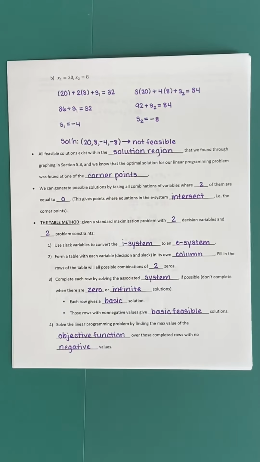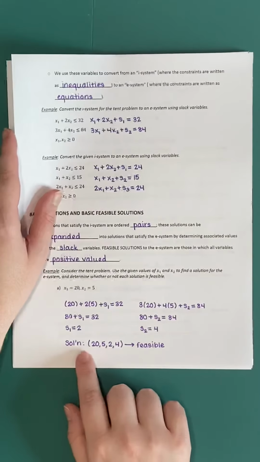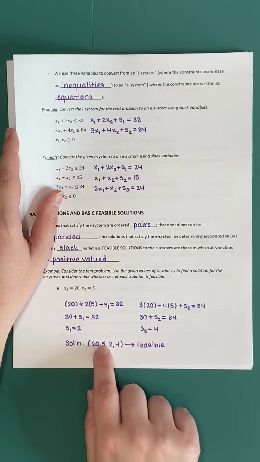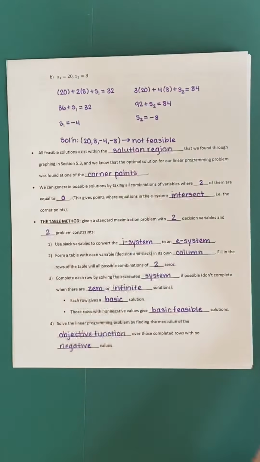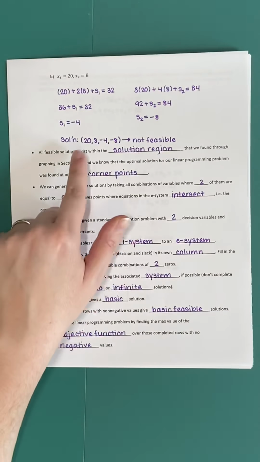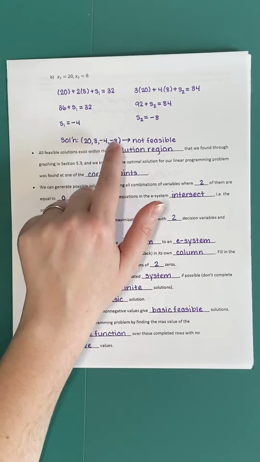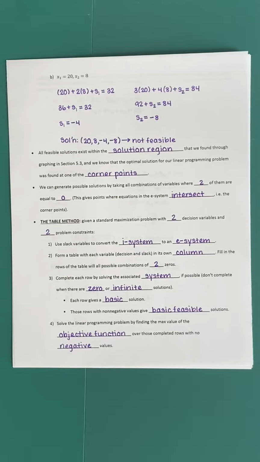So based on what we now know about graphing, think about it again from the graphing standpoint. Let's put this all together. All the feasible solutions. So this is a possible feasible solution. 20 and 5 with 2 and 4 left over as slack. That's a feasible solution. 20 and 8 is not a feasible solution because we have negative slack. All the possible solutions, the feasible solutions, exist within that solution region that we found through graphing. So when we graphed those inequalities and looked for the locations where they overlap, the solutions are represented in those locations where the inequality graphs overlap.